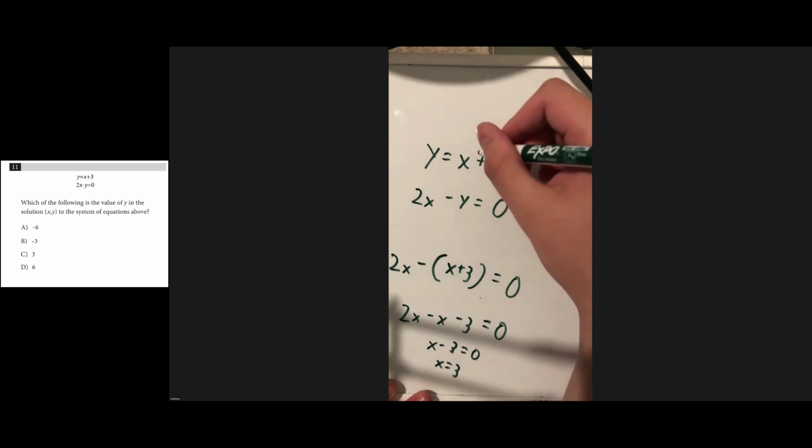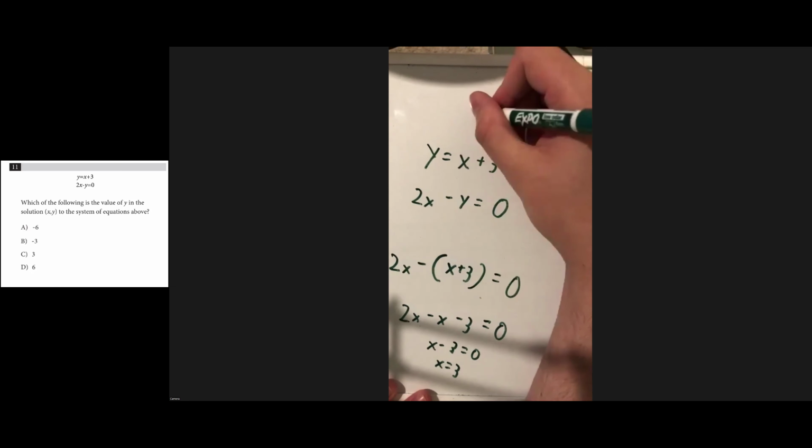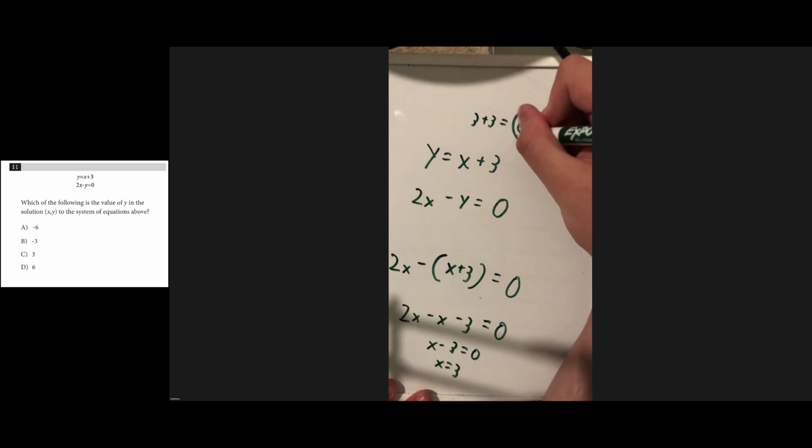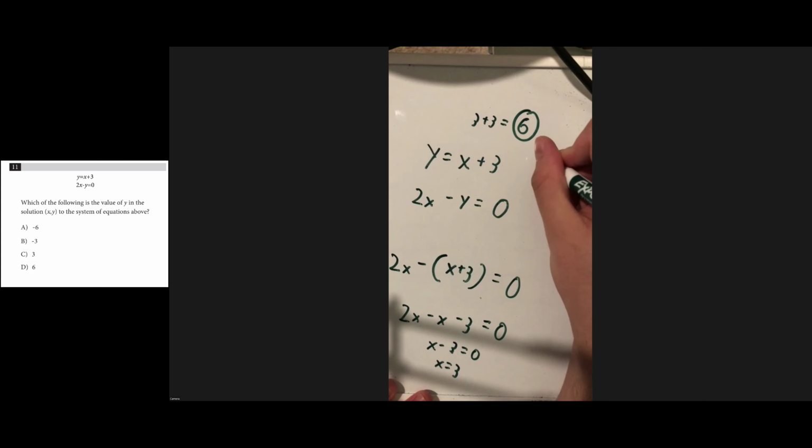And so the question asks, what is the value of y? To find y, you just plug this x into the first equation. So x plus 3 equals y. So 3 plus 3 equals y, which is equal to 6. So the correct answer is D.